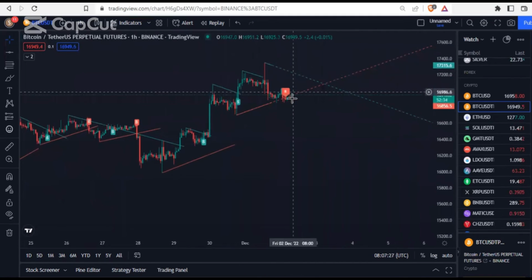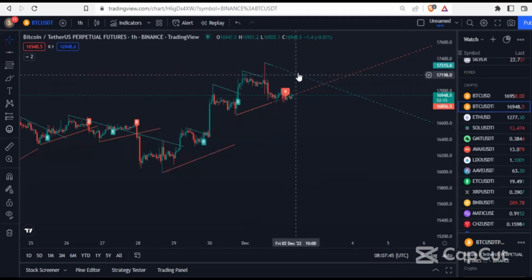Watch it closely here. This line is kind of acting as a support line at the moment. If this breakout didn't break down fully, and it continues, you see that this is an opportunity for you to take a long position to close around this resistance line. It has always been happening.